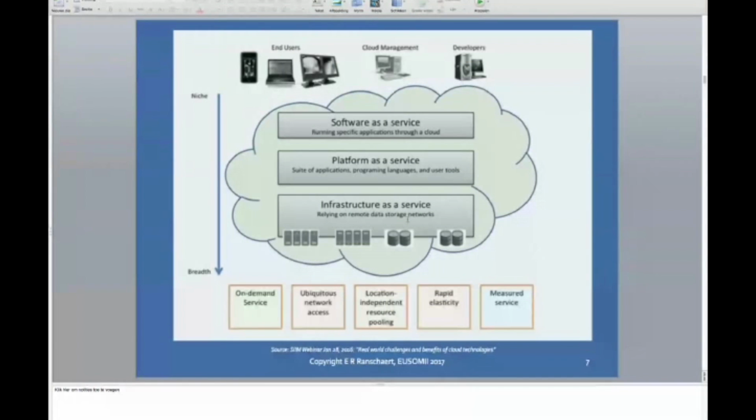So here you have the same. On the bottom you can see the orange squares, which are the 5 characteristics. And in the middle you can see the 3 service models. So you have software as a service, platform as a service, and infrastructure as a service. The software is the basic use, and the infrastructure is the wider use of the cloud services.